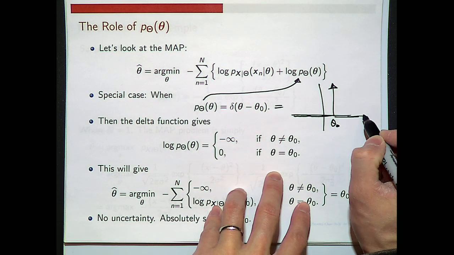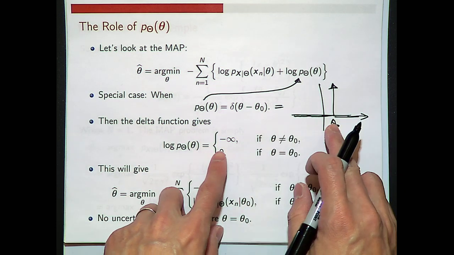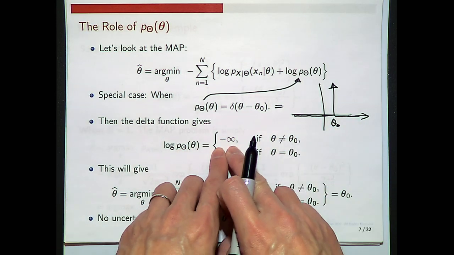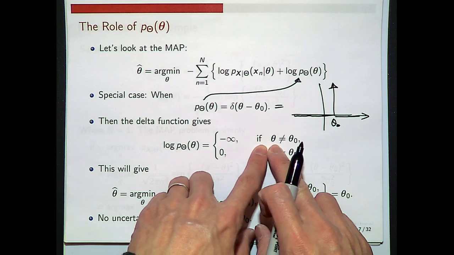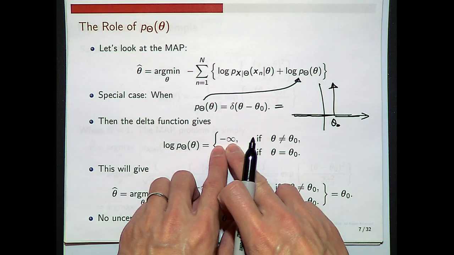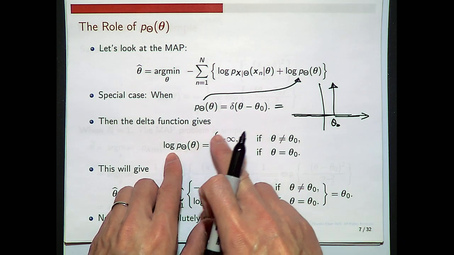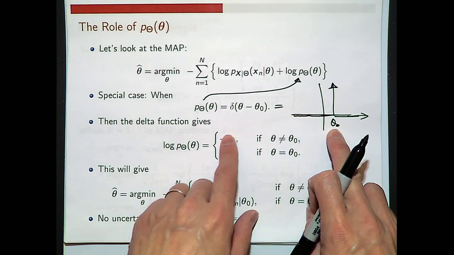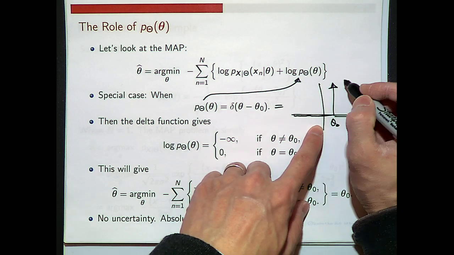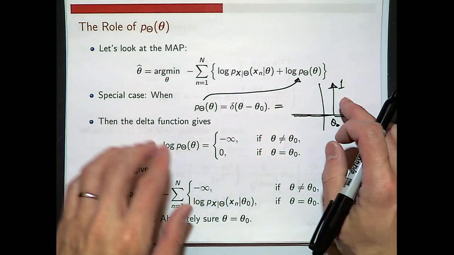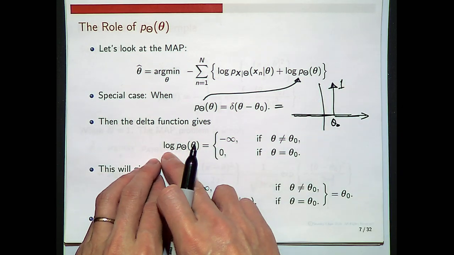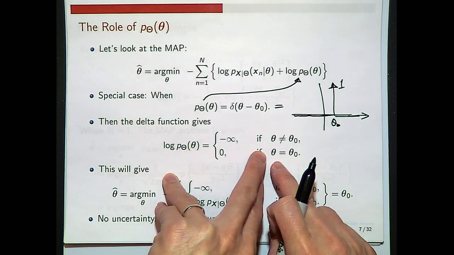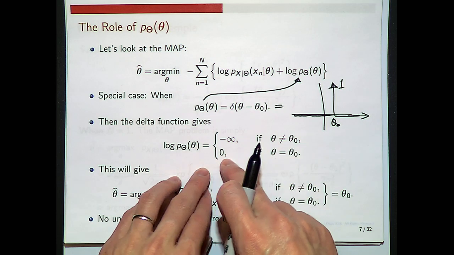Okay, so this is a delta function. You have 0 everywhere. Now, if you take the log of all these zeros, you get minus infinity, as long as theta is not equal to theta 0. However, if you are at theta 0, the value at theta 0 is actually 1. So if you put a log of p theta of 1, then you get 0. So when theta equals theta 0, you get 0.